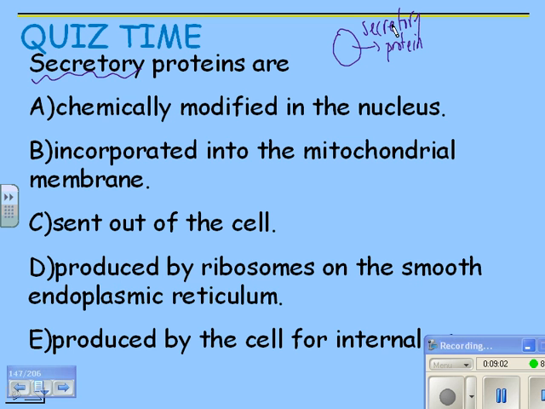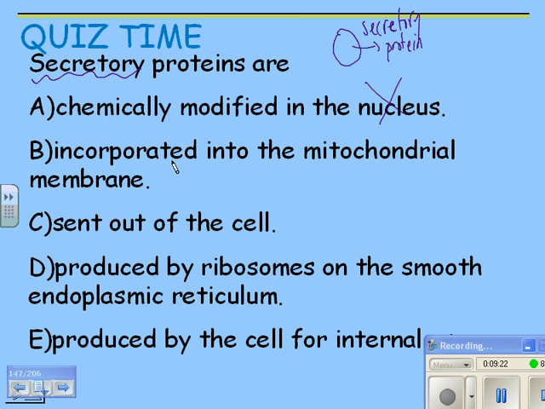So that's a secretory protein. Secretory proteins are chemically modified in the nucleus. No, no, no. Proteins don't go into the nucleus, unless it's part of a ribosome being assembled or something, or a histone that is involved with the chromosomes. You don't, in general, send proteins into the nucleus.